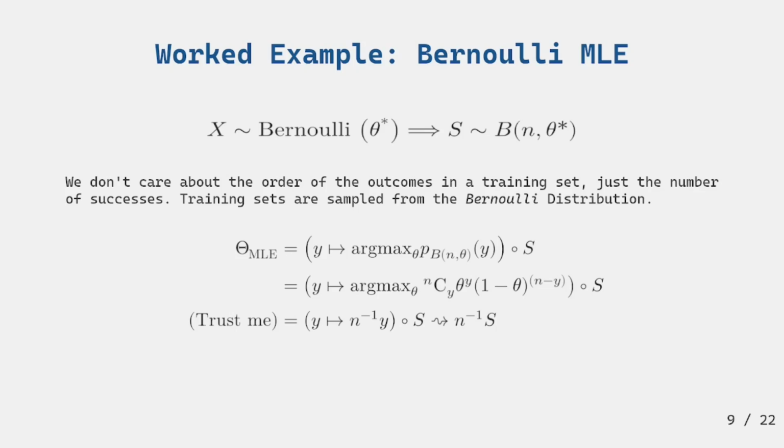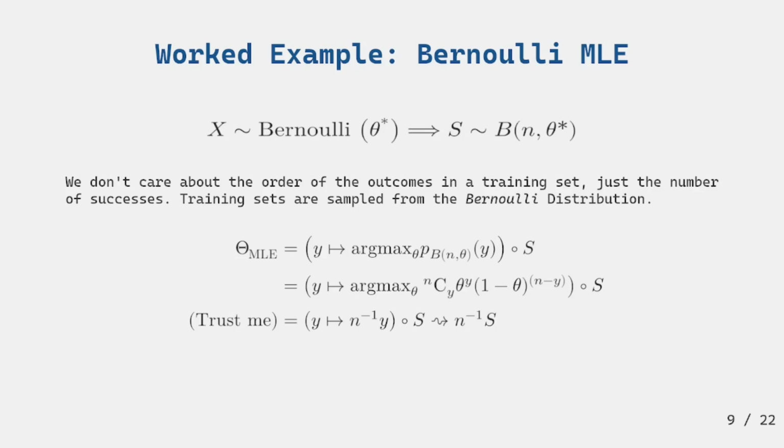And so if we compose this with S, we sample some training set, like the number of heads from a training set, and we maximize the probability, and so we get this new random variable that is our estimate for theta. Obviously, we'd like to simplify this argmax expression, and expanding out the probability mass function of the binomial distribution is this big complicated guy with theta to the y and 1 minus theta to the n minus y, and you can find this online.